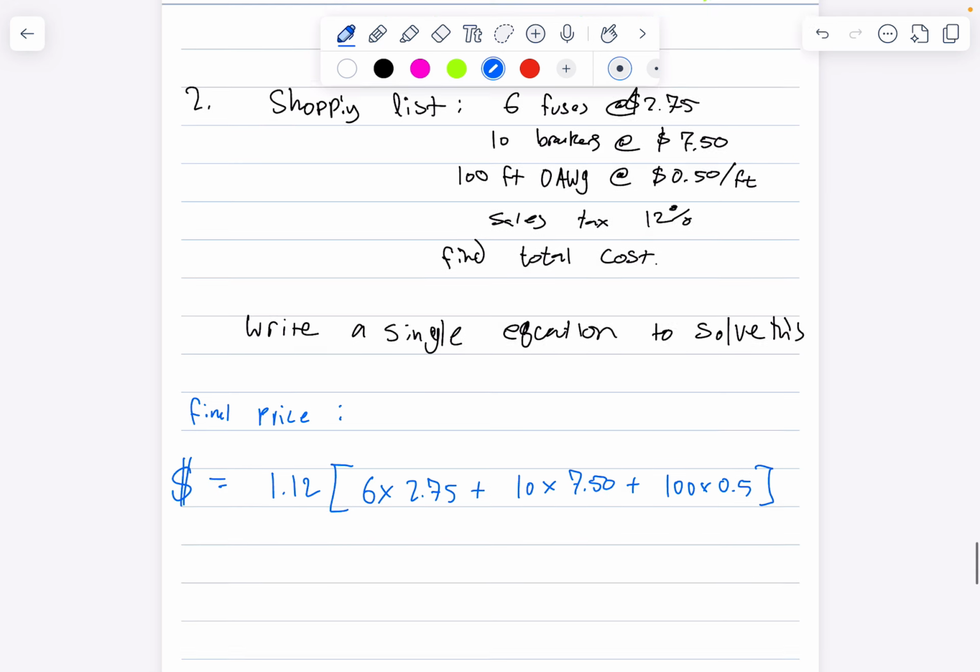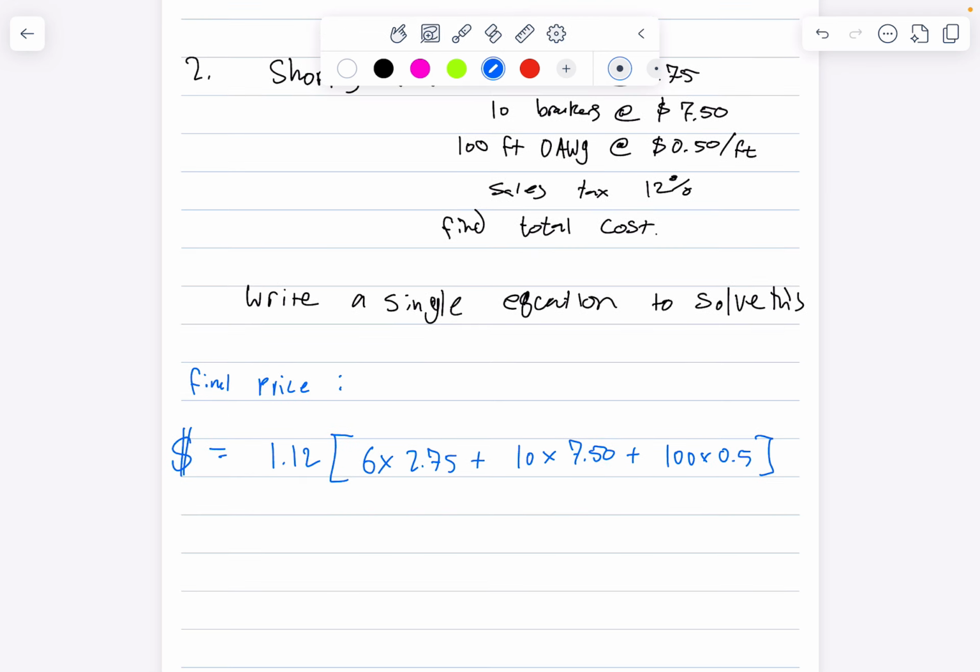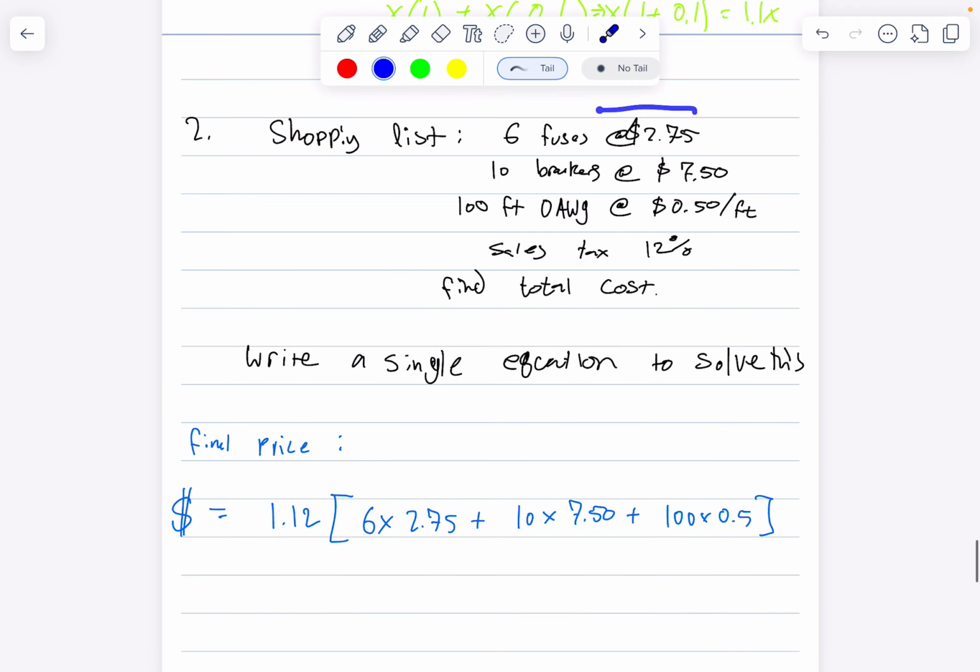And how does this make sense? We're going to go one by one. Okay, 6 fuses at 275 a fuse. So that's this. 6 times 275 gives you the total price for how much the fuses are going to cost.